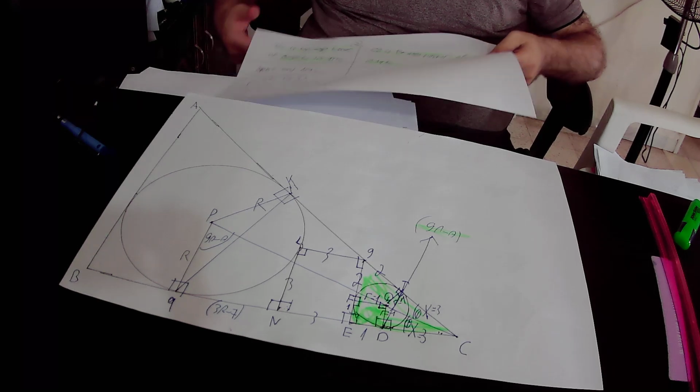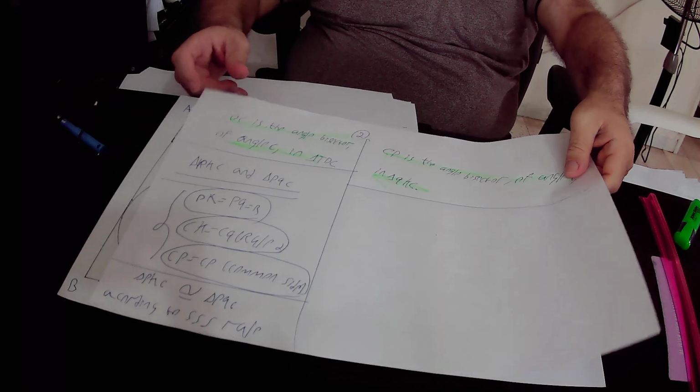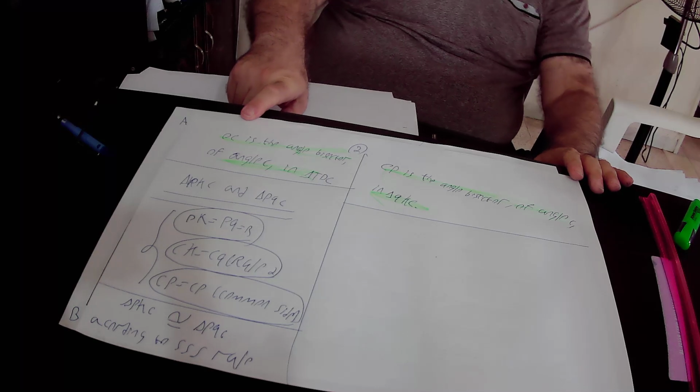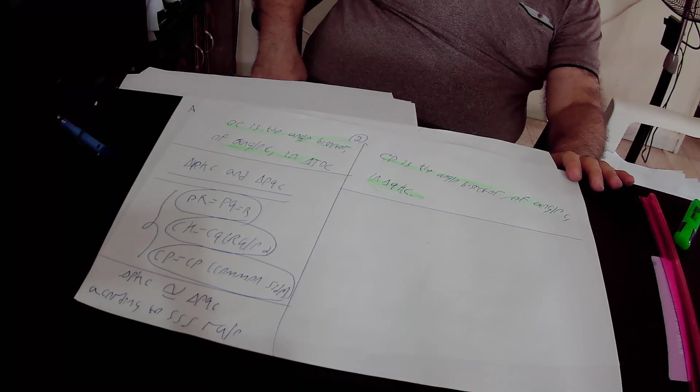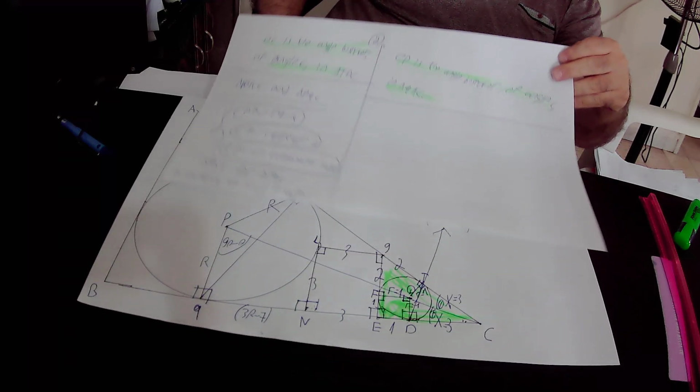So actually we found out that angle C has two angle bisectors, OC and CP. They both bisect angle C into two halves, where each half equals theta.